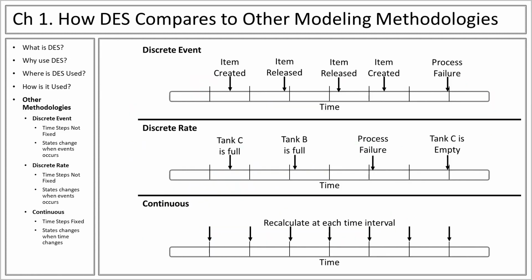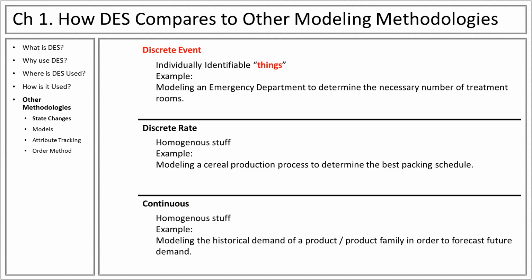Let's take a moment and compare discrete event with discrete rate and continuous. In discrete rate and discrete event models, the time steps are not fixed, and the state changes when these events occur. In continuous models, the time steps are fixed, and the state changes when the time changes. Discrete event models individually identifiable things. Continuous and discrete rate models homogeneous stuff.